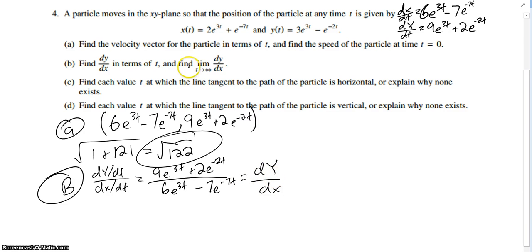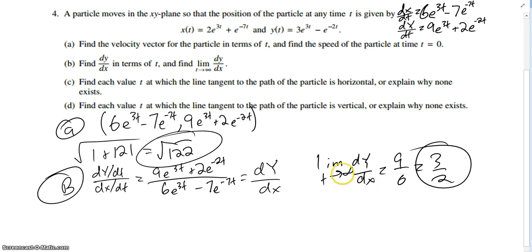The limit of this as t approaches infinity: we're looking at how the terms act as the numbers get really big. So all we really need to look at is 9e to the 3t over 6e to the 3t. Since they're both to the 3t, we're really just looking at the coefficients. So the limit of dy/dx as t approaches infinity is 9 over 6, which simplifies to 3 over 2.